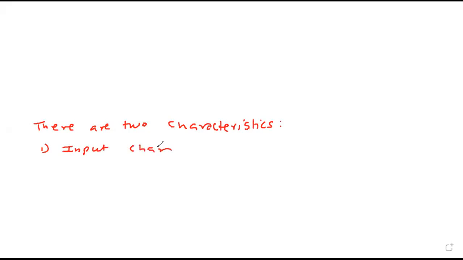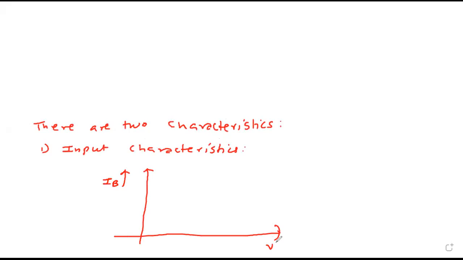So for transistor, there are two characteristics. One is called input characteristics, other is called output characteristics. Now, what is input characteristics? The graphical representation of base current against base emitter voltage at constant collector emitter voltage. So VCE is kept constant.